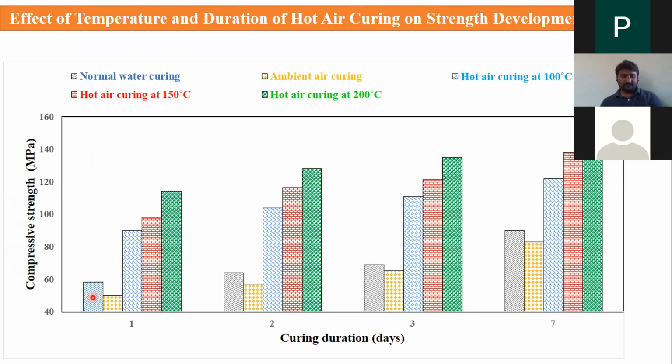As you increase the temperature, from normal water curing, ambient curing, hot water curing at 100 degrees Celsius, hot air curing at 150 degrees Celsius, to hot air curing at 200 degrees Celsius, the compressive strength is increasing up to 7 days. Even in 7 days only, we are able to achieve nearly 150 MPa strength if you increase the temperature to 200 degrees Celsius. Some people might ask, why did you stop at 200 degrees Celsius? If I go beyond 200 degrees Celsius, we noticed some reduction in compressive strength because the calcium hydroxide was getting decomposed. From literature we came to know this, and we stopped ourselves at 200 degrees Celsius only.